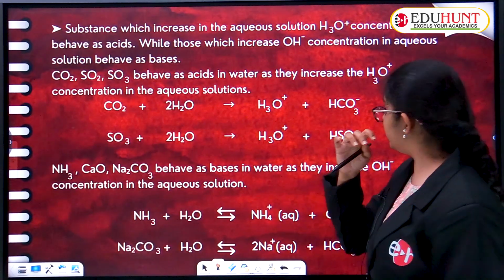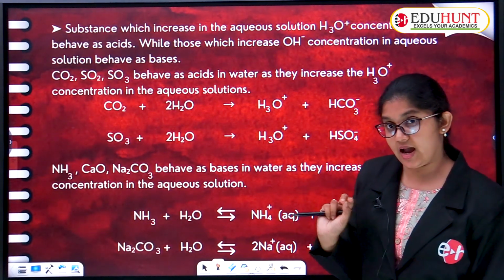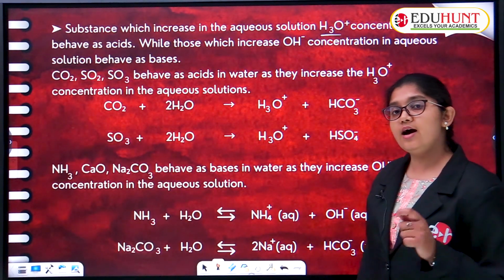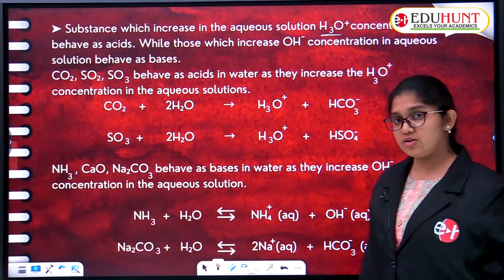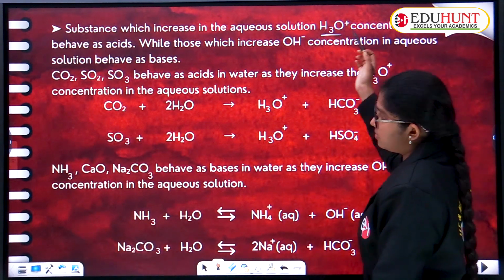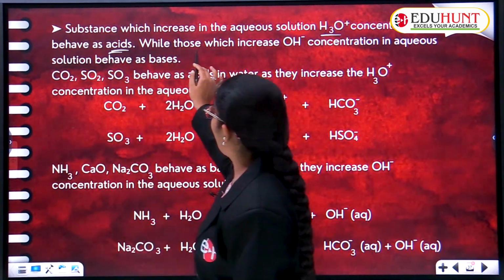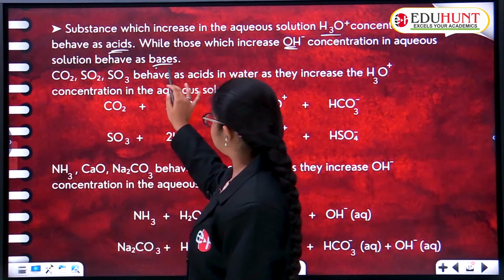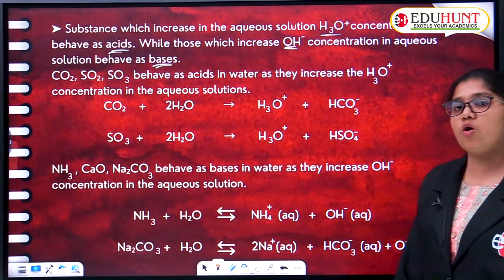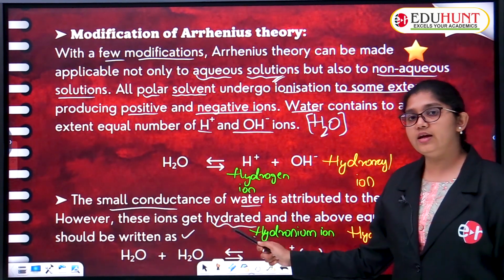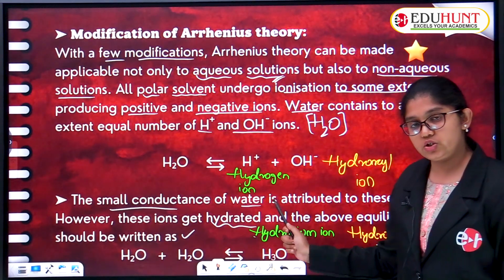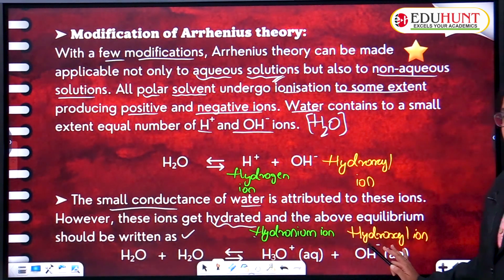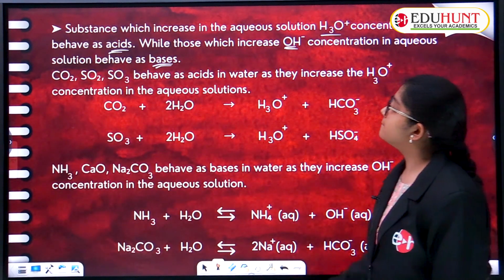So what we are doing here, we are adding some more water to it, and what happens? We observe the liberation of H3O plus concentration. What is that? Hydronium ions. What is represented? Acids only, no? So H3O plus concentrations are behaving as acids, while those which increase OH minus concentration in aqueous solution behave as a base. Now clear? So after adding a small conductance of water, if they give more concentration of H3O plus, those are acids. And if they give more OH minus ions, those are regarded as behaving as a base.